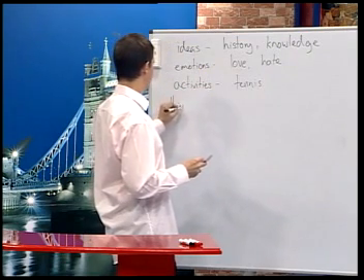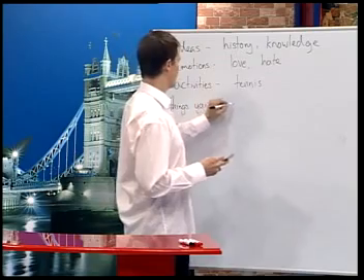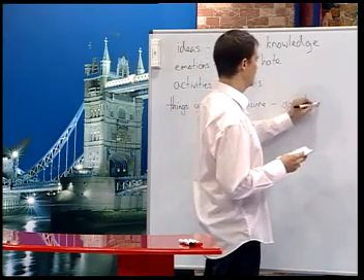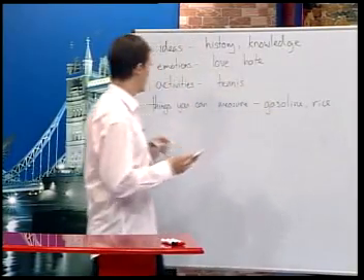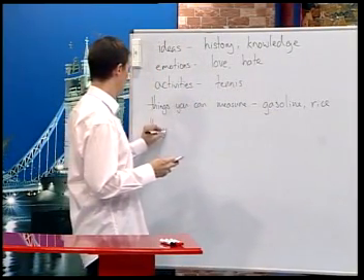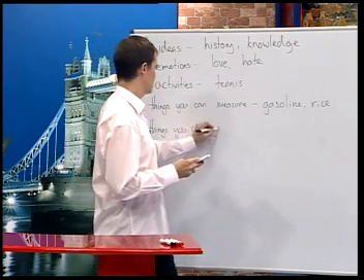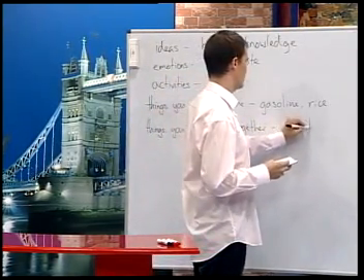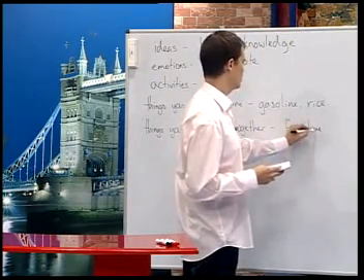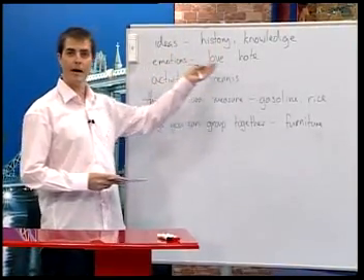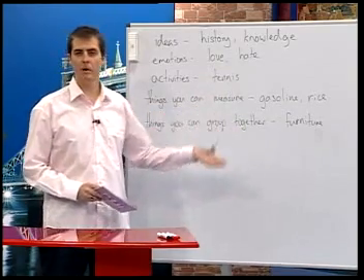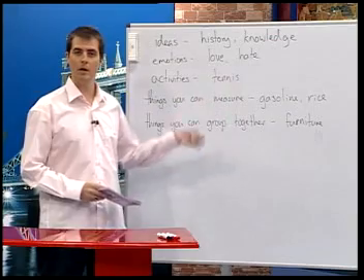Things you can measure, for example, gasoline. You can measure gasoline. You can measure rice. And things you can group together, for example, furniture, chairs, sofa, stools, furniture. So ideas, history, knowledge. Emotions, love, hate, for example. Activities such as tennis. Things you can measure, gasoline, rice, and things you can group together, for example, furniture.